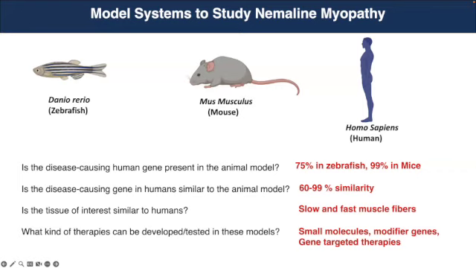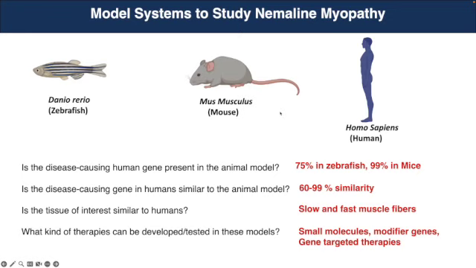And this similarity is even higher in mice, where 99% of the human genes are present in mice. And Nemaline myopathy causing genes are 60 to 99% similar in this model. So therefore, this suggests that animal models can be used very nicely for developing therapies and understanding the disease for Nemaline myopathy.